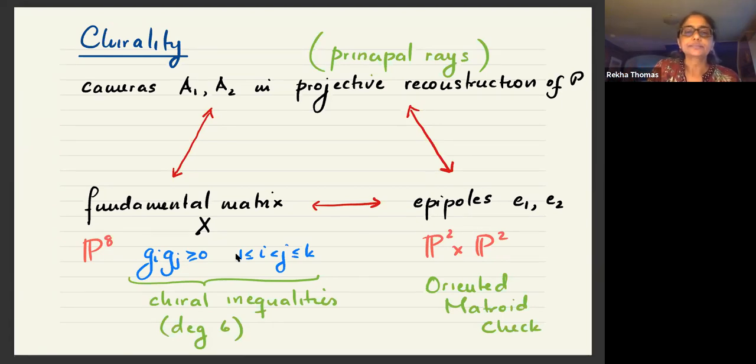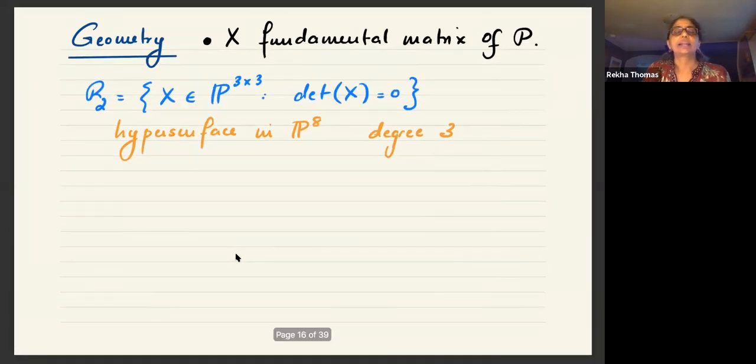Okay, so once we have this, we can actually start converting all of this into geometry and see how we can check if there are chiral reconstructions. So let me do this slowly. I want to start by translating what it means to be a fundamental matrix. So let's take X, a fundamental matrix. And remember, this matrix has rank 2. So what I'm going to do is start with just the space of matrices of rank at most 2 of size 3 by 3.